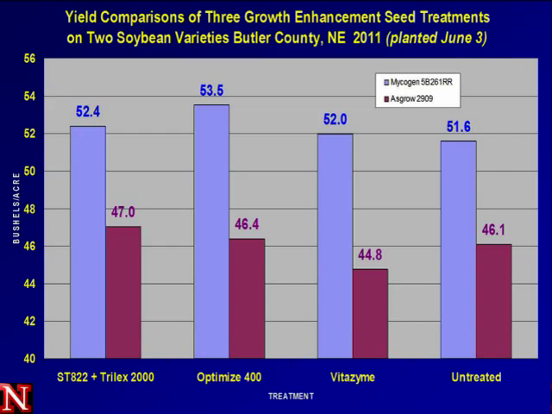However, the same seed treatments on the other variety, the Asgrow 2909, did not give us the same results, even though these were side-by-side alternating strips of varieties across the field. The check was 46.1 for this one. In this situation, the Vitazyme actually yielded less than the check. The Optimize was slightly more, and the ST822 was very consistent at about 8 to 9/10 of a bushel more for both varieties. Obviously, there seems to be an interaction here of variety with biostimulant.